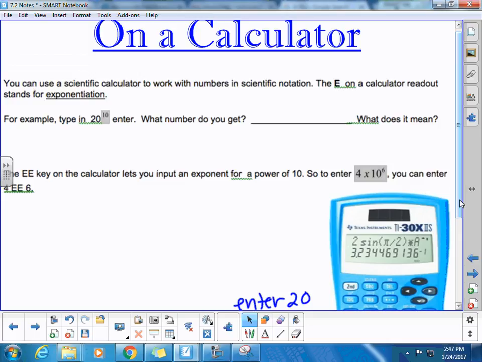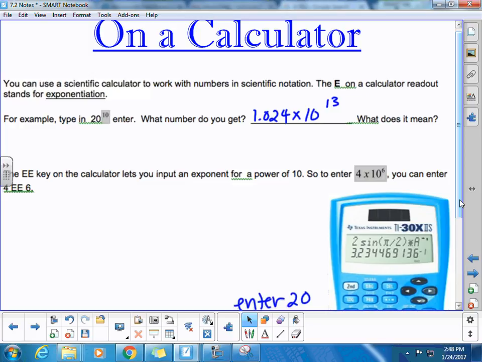You should have grabbed one of your calculators. So what do you get? 20 to the 10th, and it will give you it in scientific notation on your calculator too. So 20 to the 10th should be 1.024 times 10 to the 13th. So exactly on your calculator, again, it's going to give you an E.